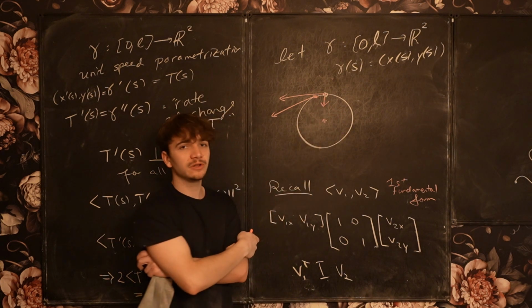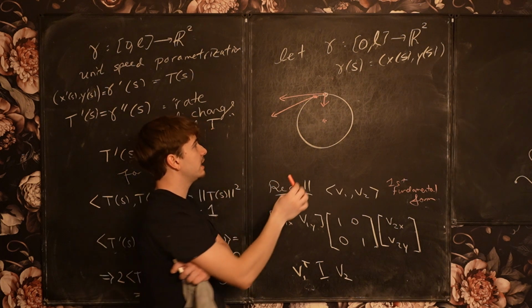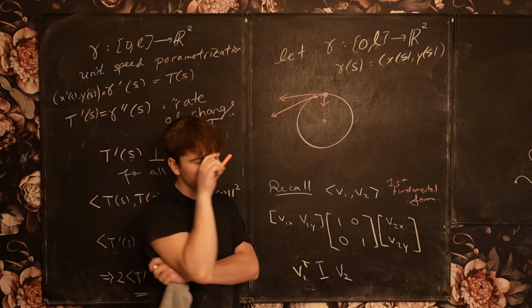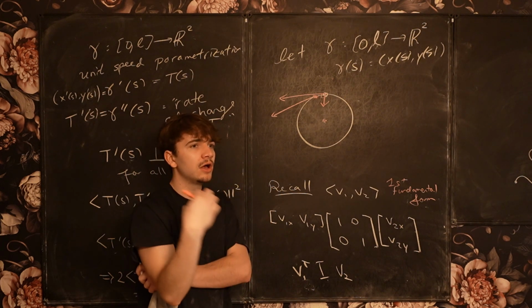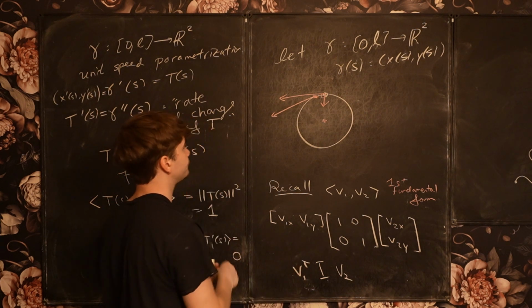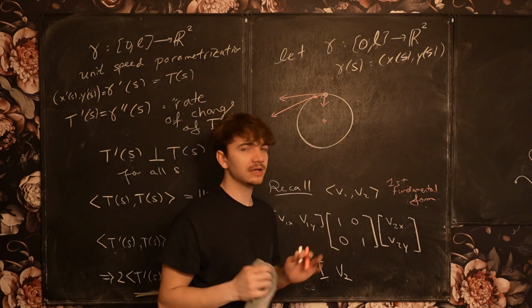Now, this centripetal acceleration is the rate of change of the tangent vector. Okay, and so notice the rate of change of the tangent vector is orthogonal to the tangent vector, and so this is kind of a local form of centripetal acceleration. All right, so hopefully that made some sense.